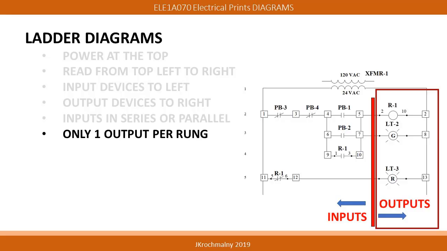Output devices are placed in ladder diagrams on the right side of each rung. 1 output device must be installed for each rung. Under no circumstance can there be output devices in series with each other.